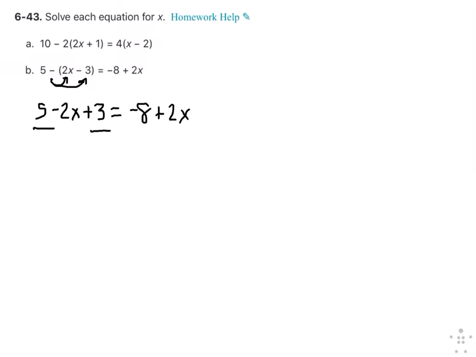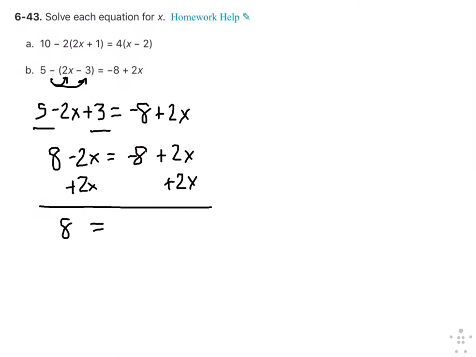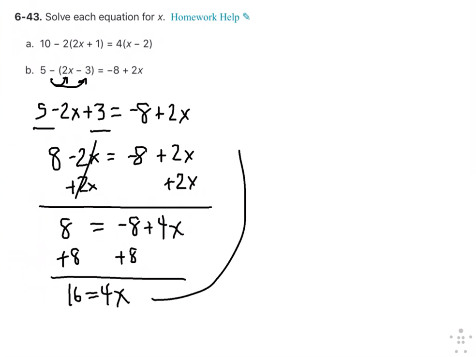Combine like terms, 5 and 3 is 8 minus 2x equals negative 8 plus 2x. I'll add 2x to both sides. 8 equals, these cancel, right, equals negative 8 plus 4x. I'll add 8 to both sides. 16 equals 4x. So let's come up here. 4x equals 16. Divide by 4 and get x equals 4.